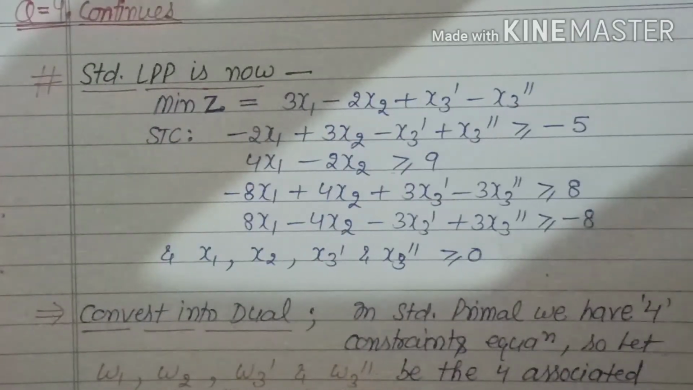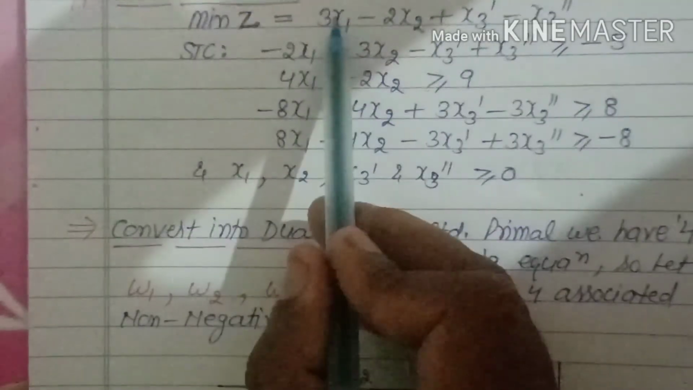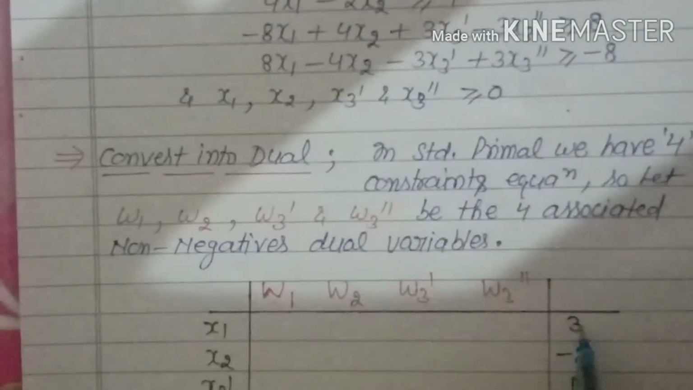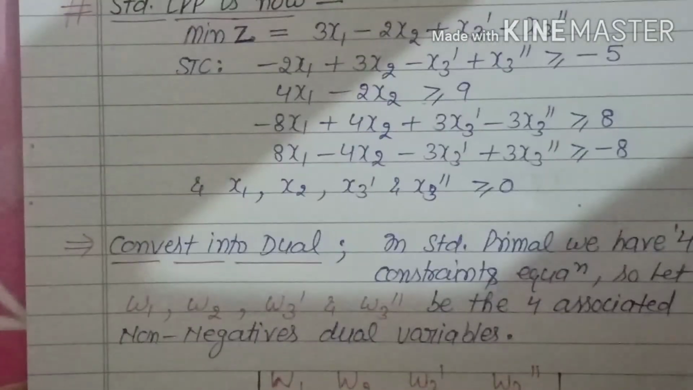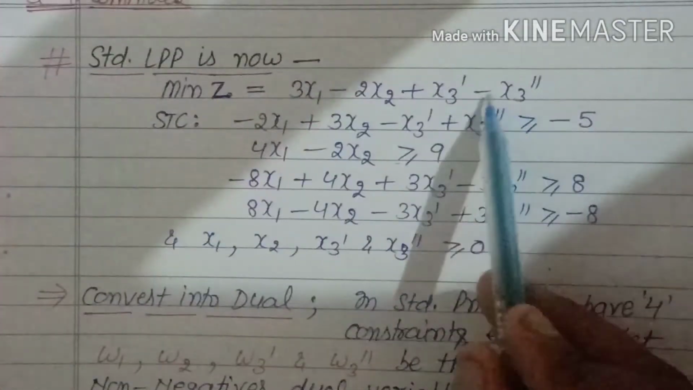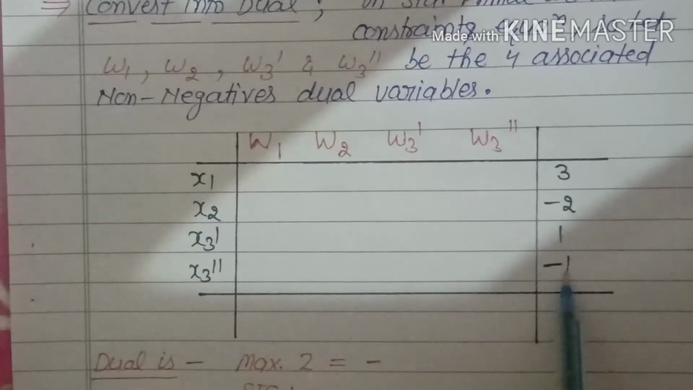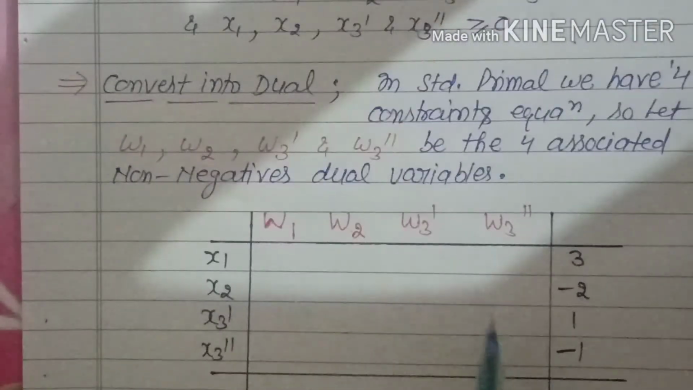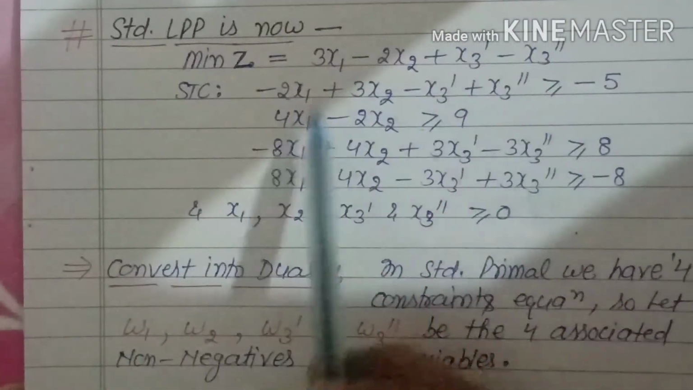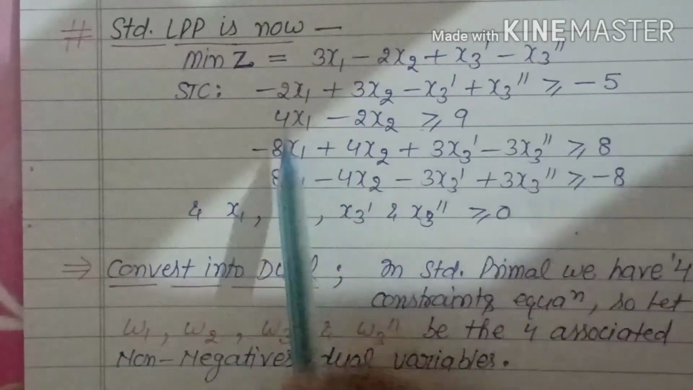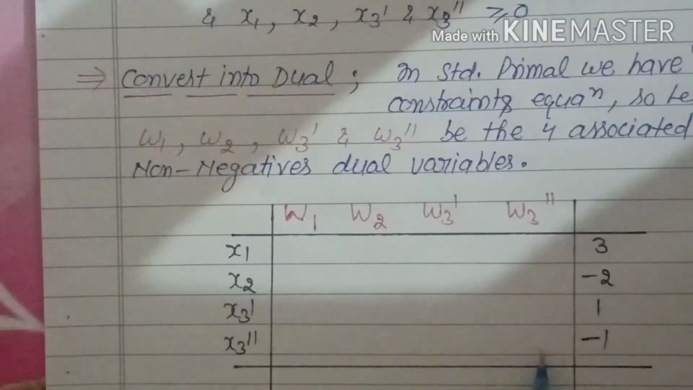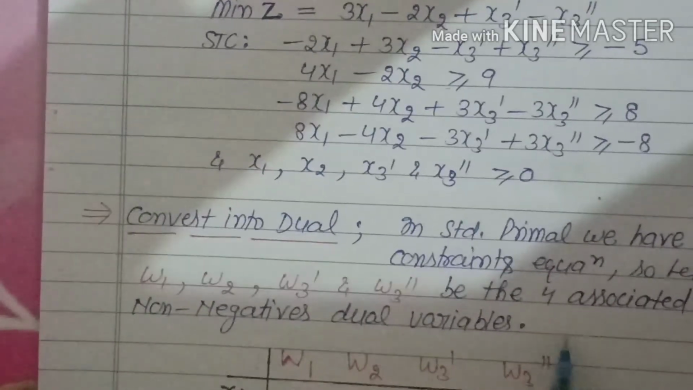And here we have to write the coefficients of the variables of the objective function of a standard LPP. So this is 3 for x1, so let us write here as 3. For x2 it is minus 2, so let us write here as minus 2. For x3 dash it is plus 1, so this is plus 1. And for x3 double dash the coefficient is minus 1, so here we have written the minus 1. Now we have to use the different equations of constraints from the standard LPP so that we can draw this entire table. So let us consider the first row.